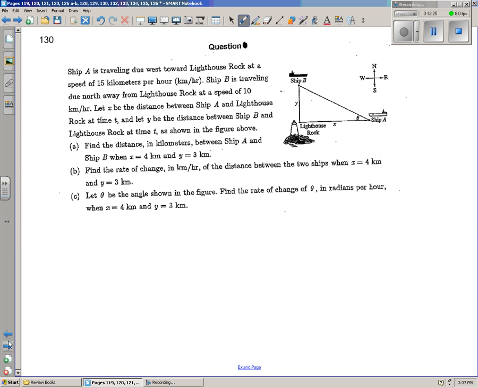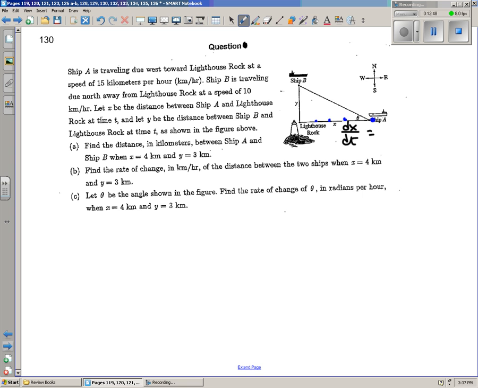All right, page 130. I like this question. This is a nice one. Ship A is traveling due west toward Lighthouse Rock at a speed of 15 kilometers per hour. That's a speed. It's a rate of change. So I'll put that on my diagram here. Now, the ship. This is the trick with this question. The ship is getting closer to Lighthouse Rock.